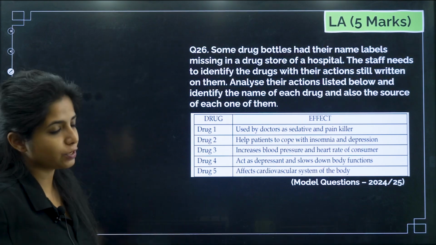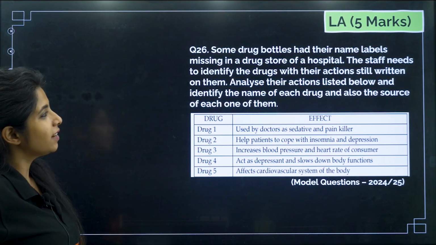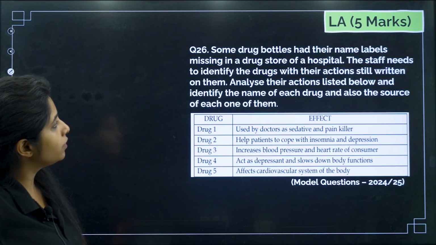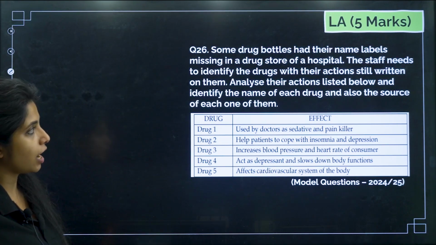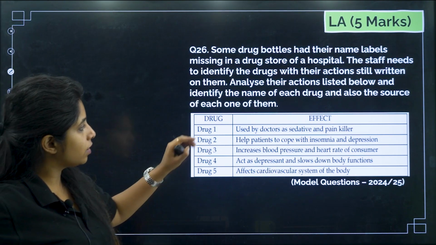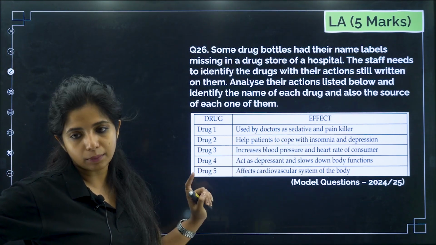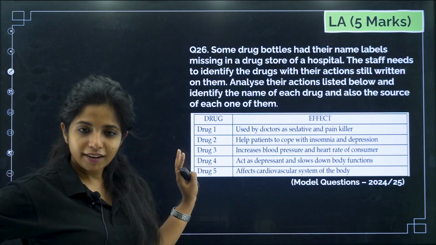Easy question. Some drug bottles had their name label missing in a drugstore of a hospital. The staff needs to identify the drugs with their actions still written on them. So the drug list is given, the effect is given, but the name is not there. You have to label it. That's the task. Let's get started.